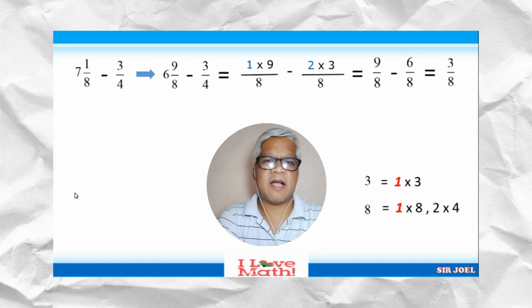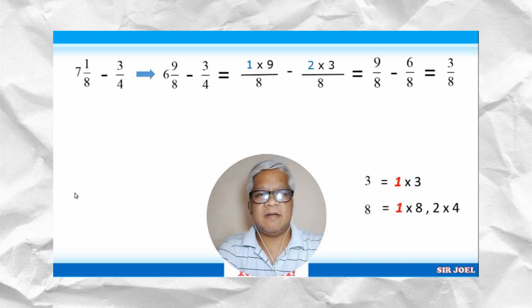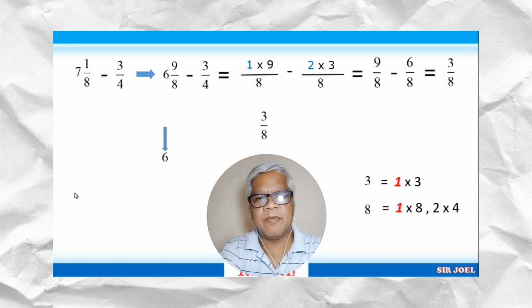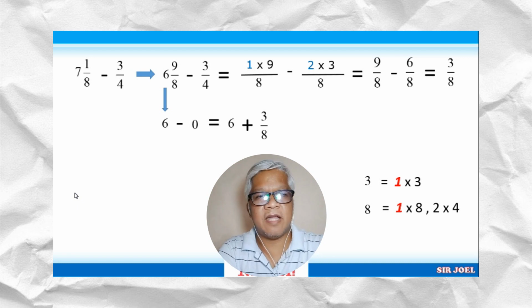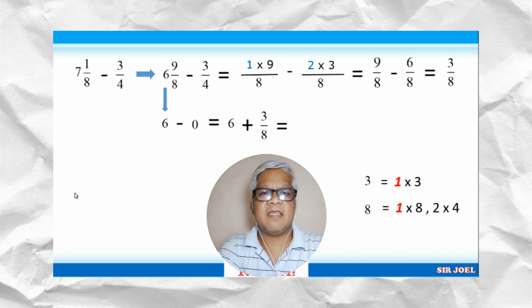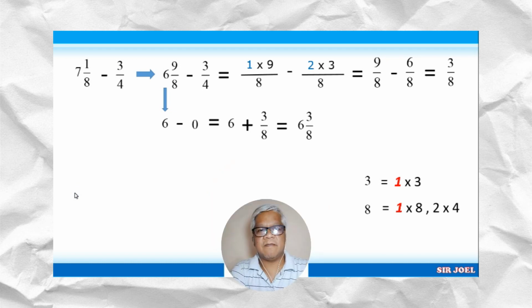Again, what's next? Copy your answer. Fractional part answer, 3 over 8. Then, look at our given. Yung whole numbers are 6 and 0. Tama? Subtract 6 by 0. The answer is 6. Your answer 6, idadagdag dun sa fractional part answer na 3 over 8. The answer is what? 6 and 3 over 8.